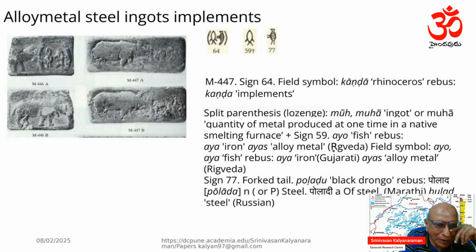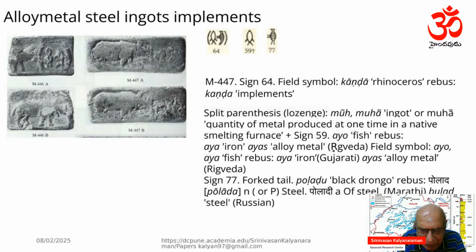Again the same. In this case, alloy metal steel ingot implements, because we are seeing the rhinoceros on one side of the seal. On the other side, we got the rhinoceros in front of two symbols, which is a combination of two brackets, parenthesis, split with a fish and a black drongo. Black drongo is Polodu, Pasula Poligadu. Polodu is steel. Steel, alloy metal, steel. So a steel contains some kind of alloys. Maybe what alloy you do not know. Some kind of additions that have been made to the steel. And that is put in a parenthesis.